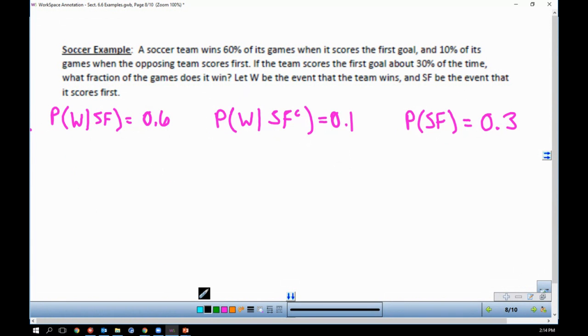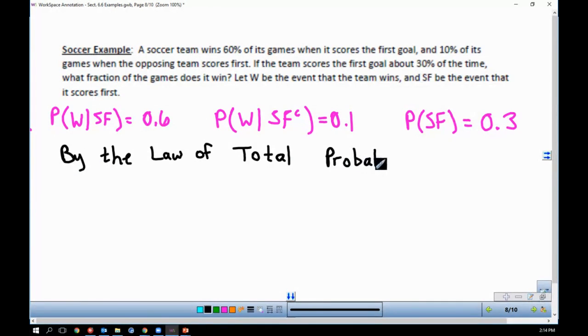So this is a law of total probabilities. We have to take into account all their situations here. And we're going to say by the law of total probability, you have to say this out. I would like you to write it down. Yes.